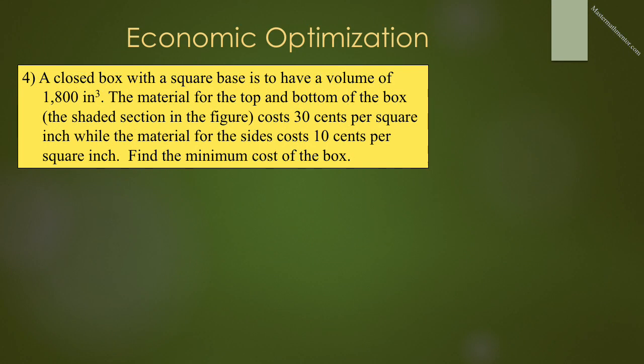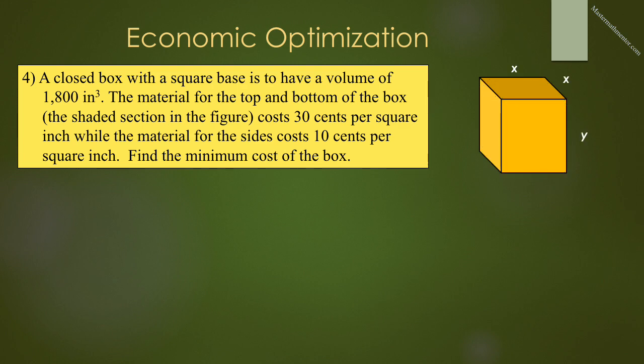A closed box with a square base is to have a volume of 1,800 cubic inches. The material for the top and bottom of the box, which is the shaded section in the figure, costs 30 cents per square inch, while the material for the sides costs 10 cents per square inch. We want to find the minimum cost of the box.